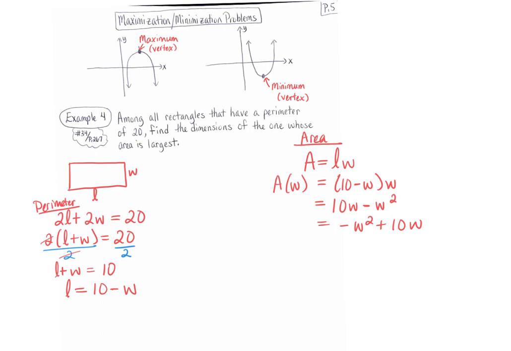So notice that we just need to find out what the first coordinate is. We don't need to find out what we get when we substitute that in, because that will just give us the maximum area. We just want to find the dimensions of the one whose area is the largest. So we go back. We have our negative B over 2A. We're using our vertex formula because we want to find the maximum. What's A? Good. A is negative 1.